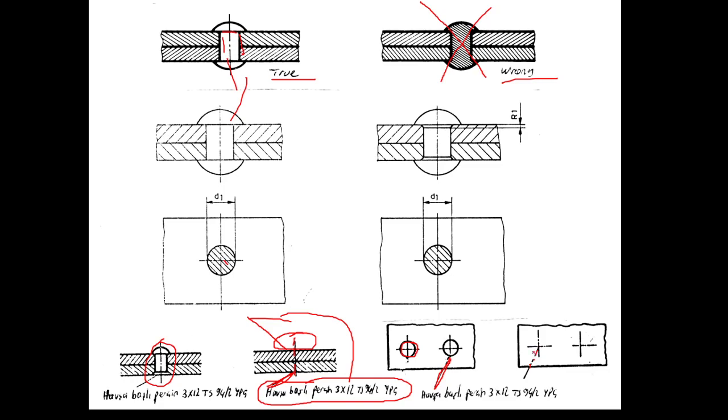Be familiar: whenever you see such a note with a leader line, be sure that it is the simplified projection of a riveted joint.